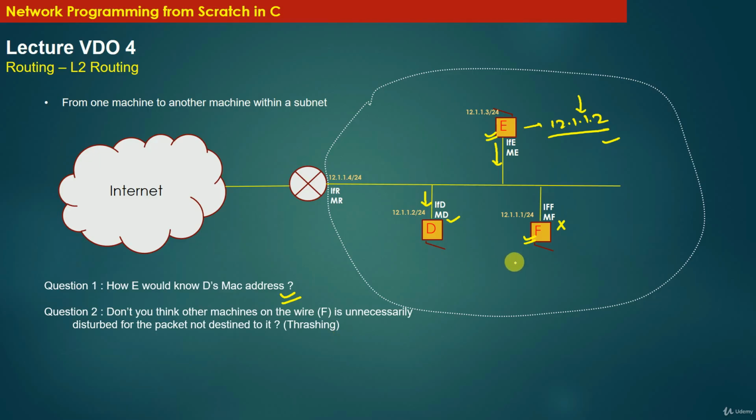So there should be a mechanism by which communicating machines, that is machines E and D, can exchange packets with each other without letting any other machines directly connected to the wire even know about the existence of this communication. The answer to question 1 is given by the address resolution protocol, and the answer to question 2 is given by the layer 2 switch. The address resolution protocol solves the problem of how E would know D's MAC address, and the layer 2 switch solves the problem of thrashing. We will discuss each of these concepts in the upcoming lectures.